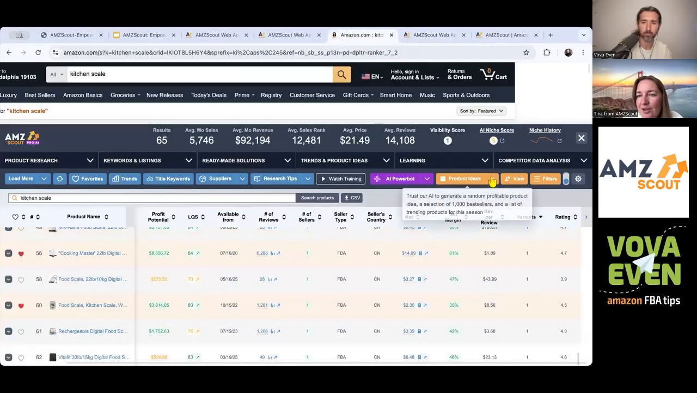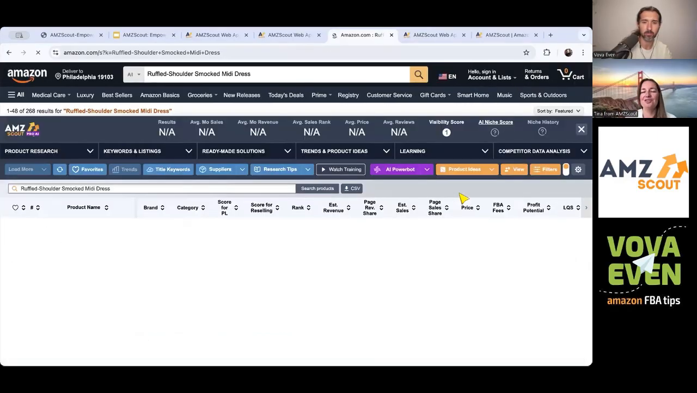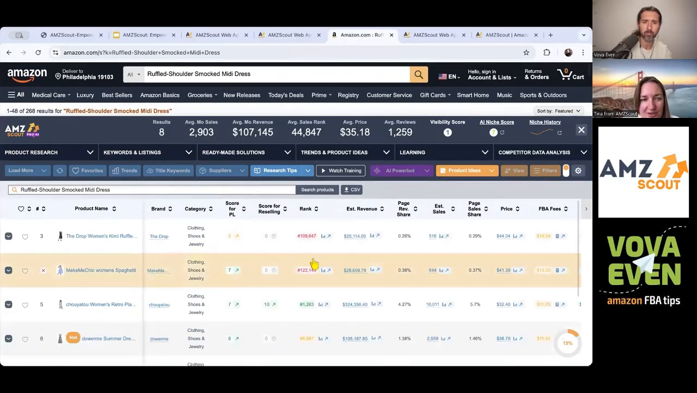So I'll start with the first one, random product idea. If I click on it, it will get us to some generated result. In this case, a smoked midi dress. And well, we could see the niche score for that one. Probably it's a great idea for your next product. Yeah, it's generating the results right now.